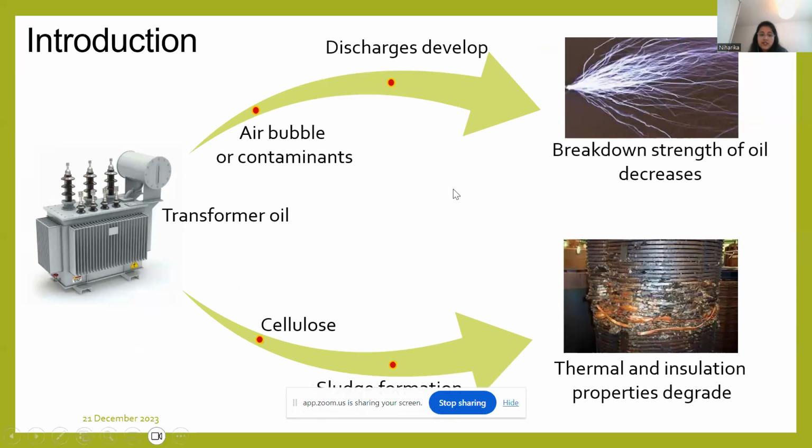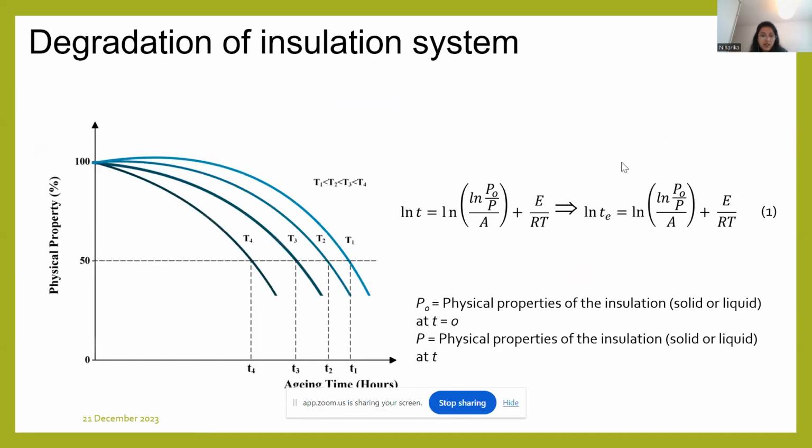We know that in a transformer, there is the transformer oil, and there are the paper and pressboard, which is the cellulosic insulation. In due course of time, sludge formation takes place, and with that, the thermal and insulation properties degrade. Also, if there are any air bubbles or contaminants present, discharges may tend to develop. And in due course of time, the breakdown strength of the oil decreases because of the formation of other particulate matter. So we see how the degradation happens in the insulation system.